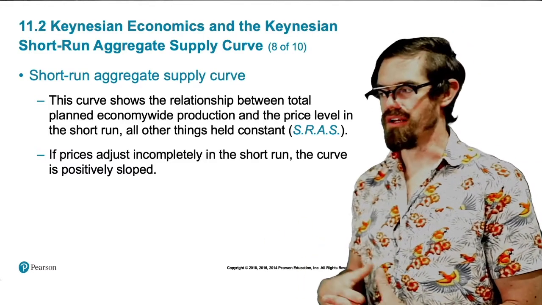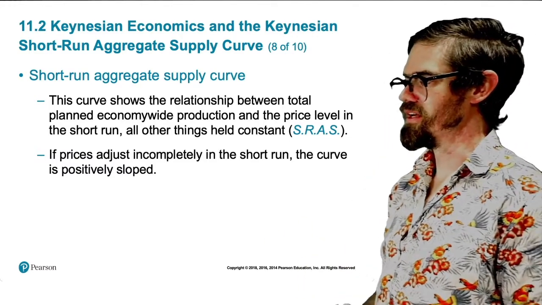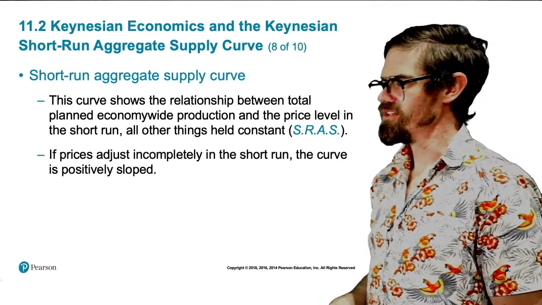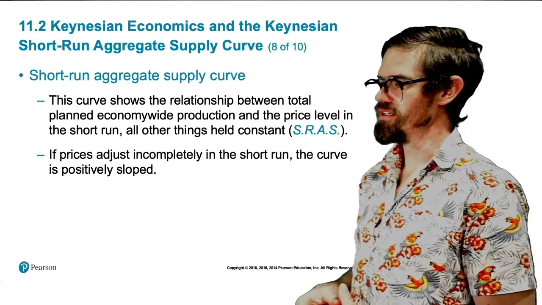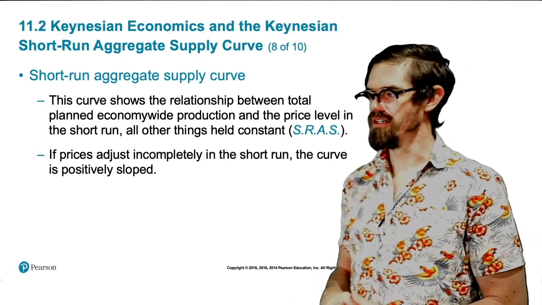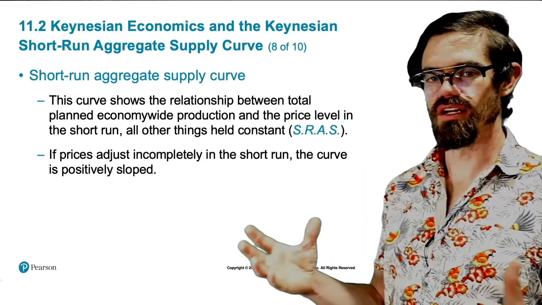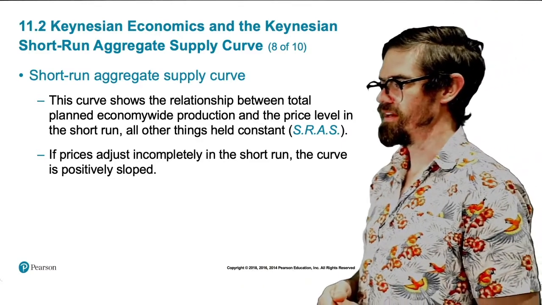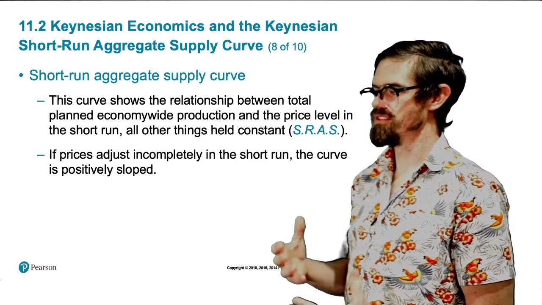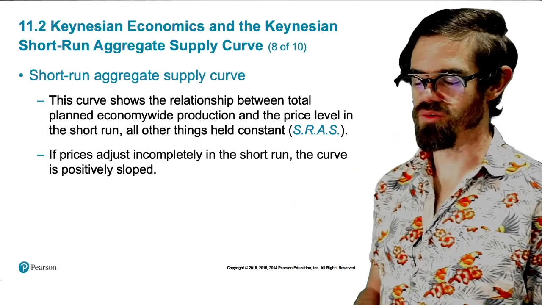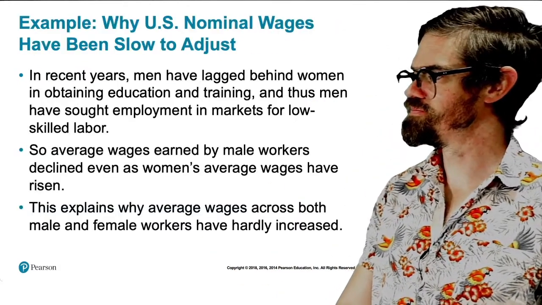So in this modern model, the short-run aggregate supply curve is actually upward sloping, and it shows the relationship between total planned production in the economy and the price level in the short run, holding everything else constant. Now, if prices adjust somewhat but not completely, then this curve will be positively sloped.